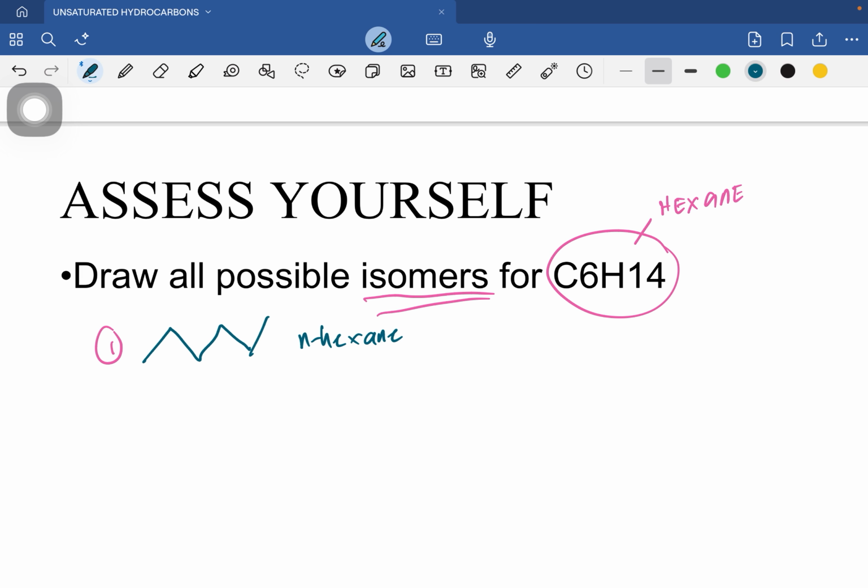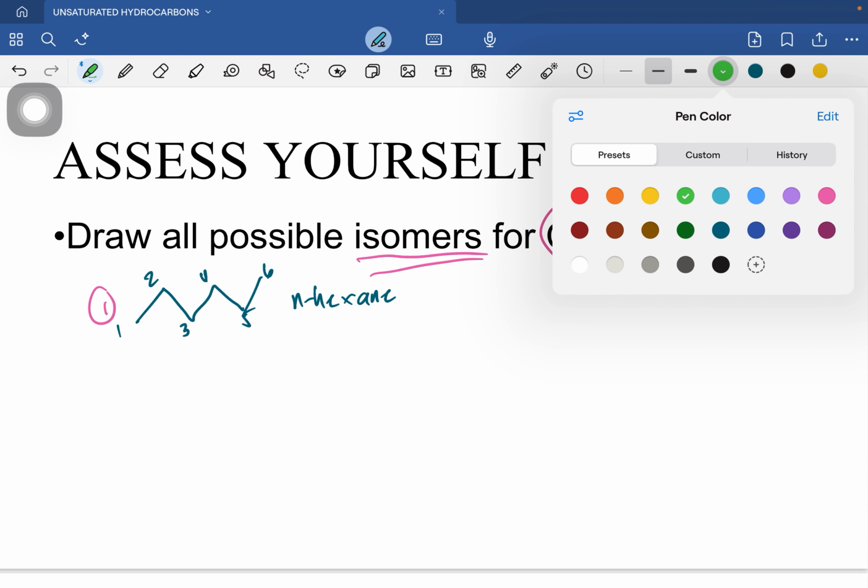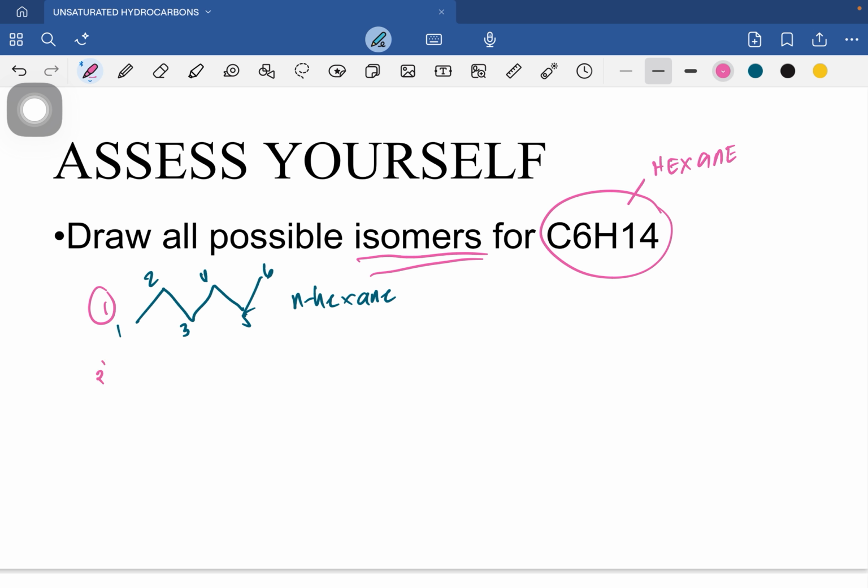1, 2, 3, 4, 5. Kulang pala ako ng isang carbon. Okay, sir, paano yung naging hexane? Take note guys that every point or edge and bend in the structural formula of this compound is representative of a carbon. So there's 1, 2, 3, 4, 5, 6, which makes this structure po a hexane. Okay, a hexane.